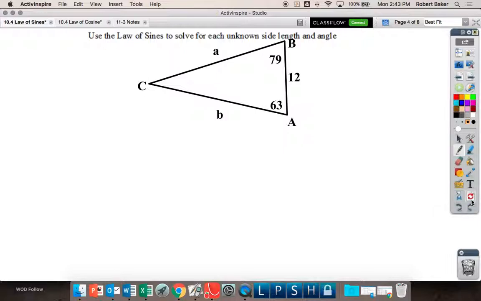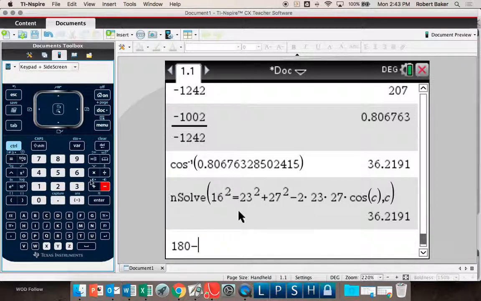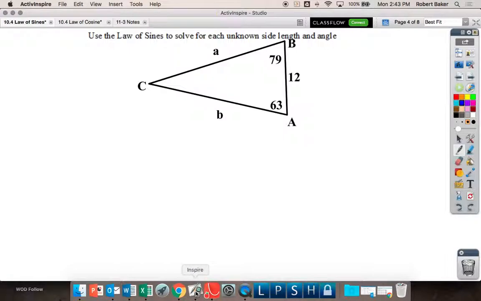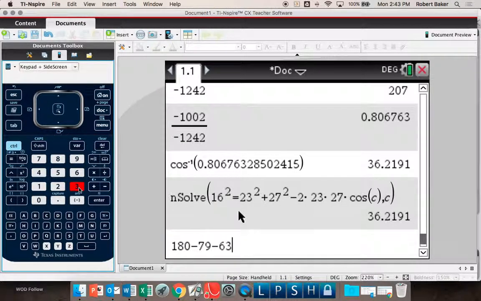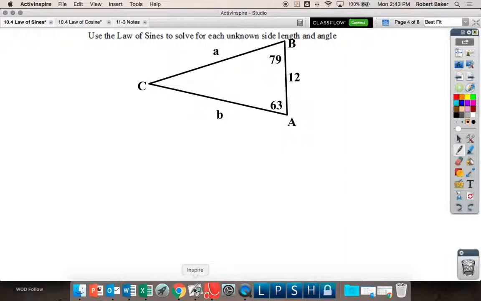We have 3. But the third one's just not listed. But how many degrees are in a triangle? 180. So if you do a little bit of math, 180 minus 79 and minus 63, it gives you the third angle. This angle is 38 degrees. So 38 and 12 match up to each other. 79 and B match up to each other, as well as 63 and A. So I have one proportion that's completely set up and ready to go.